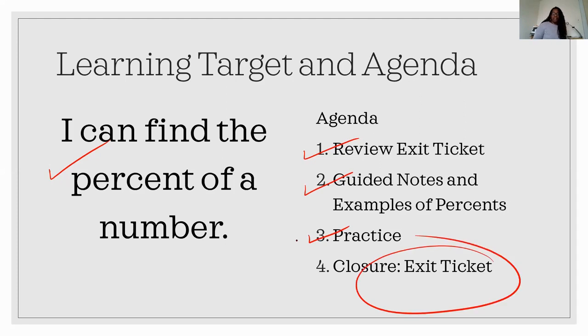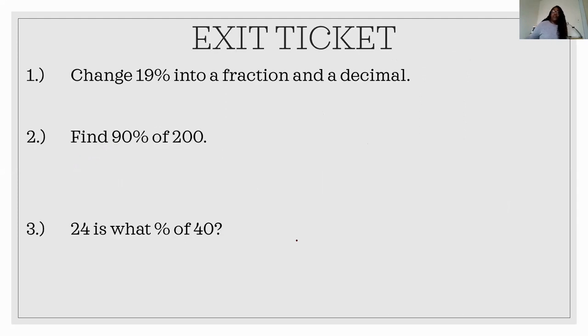Now we're going for the exit ticket. For your exit ticket this time, you got 3 questions. Change 19% into a fraction and a decimal. Find 90% of 200. And 24 is what percent of 40? If you're not sure how to do things, hey, rewind the tape. Look at the videos as many times as you want. You can fast forward, you can rewind. You can have all the entertainment that you want, because this is for you.